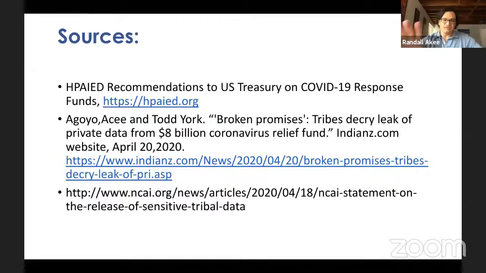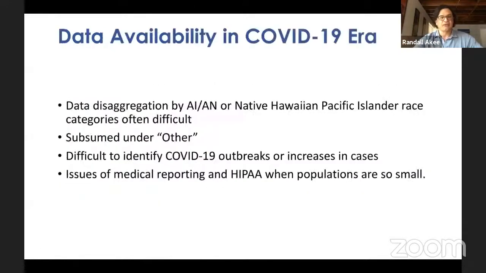And so here are some resources for information on that. The Harvard Project on American Indian Economic Development, HPAIED, has some information on it. There are some articles at Indians.com, as well as NCAI released a statement on this release of sensitive tribal data, their opposition to it, obviously. Another area which I'll just touch on, and maybe we'll talk about in the discussion, is that, again, in terms of data integrity and data access and data availability in the time of COVID-19, data disaggregation by AIAN or Native Hawaiian Pacific Islander race categories are often difficult, especially in public health data, where many of these groups tend to be subsumed under the category other.